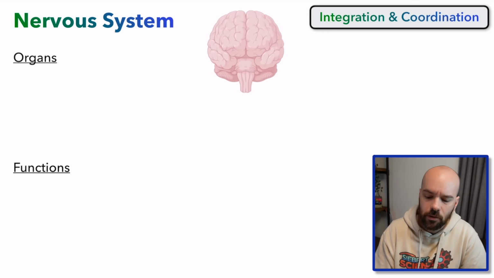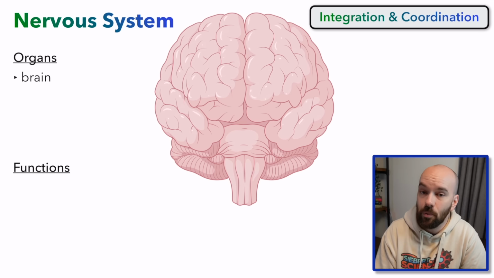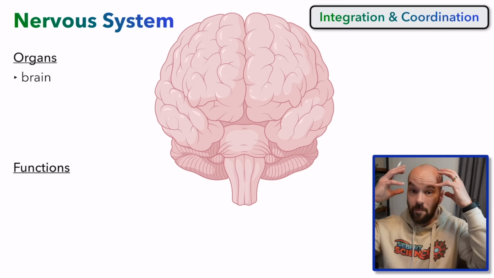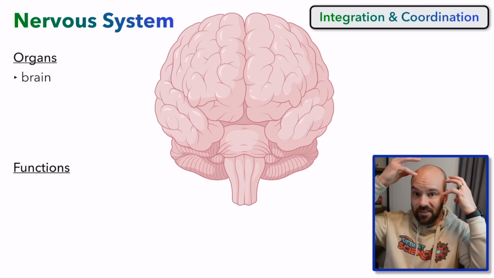The nervous system is going to include several organs. First of all, of course, is the brain. The brain is going to be the main control center of the body. It's going to be processing sensory information.